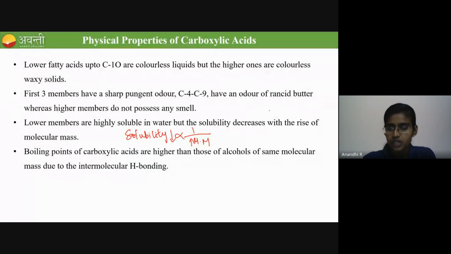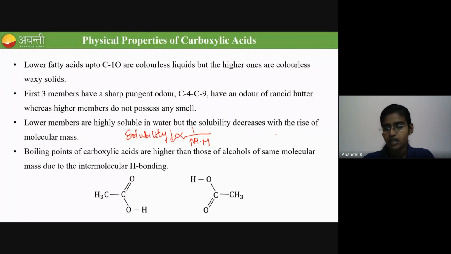What is intermolecular hydrogen bonding? The hydrogen bonding which exists between 2 molecules. Okay, between 2 molecules, if you are having a hydrogen bond, it is called intermolecular hydrogen bonding. So you see the compound which I gave here. What is the name of this compound? CH3COOH, ethanoic acid. So I took 2 moles of ethanoic acid, and between these two molecules there is a hydrogen bonding present, which is called intermolecular hydrogen bonding.